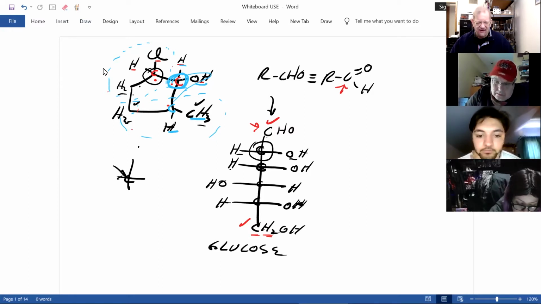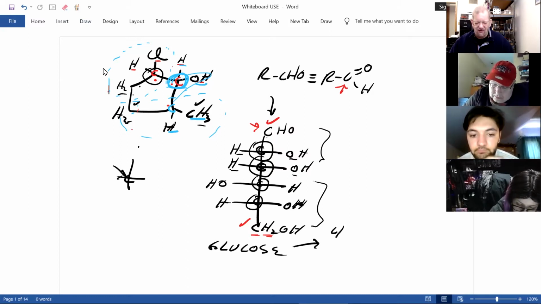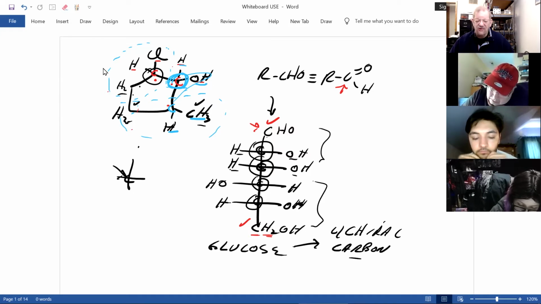This carbon right here: hydrogen, hydroxyl group, these two carbons up here, the other carbons down here, 4 different groups, it's chiral, and then these two also. And glucose has 4 chiral carbons. And in order to have a chiral molecule, you need at least 1 chiral carbon. If you don't, it's not going to be chiral.